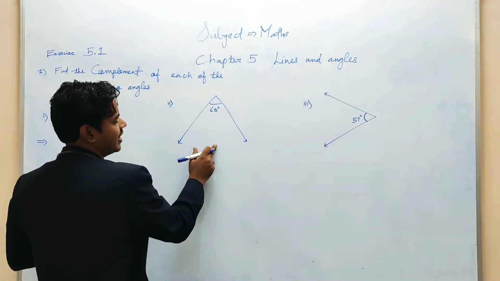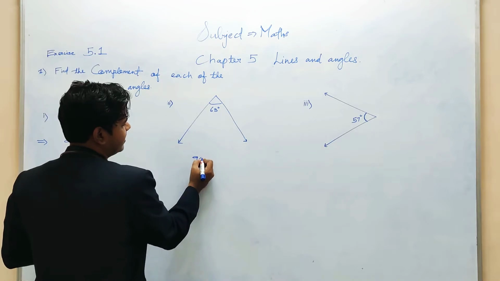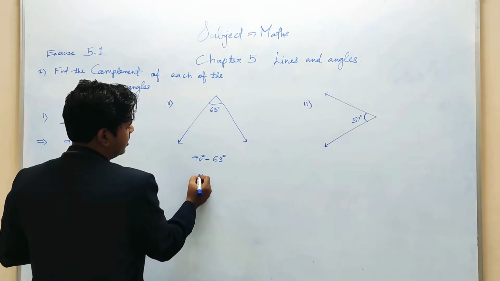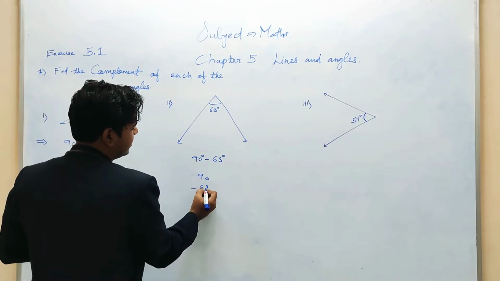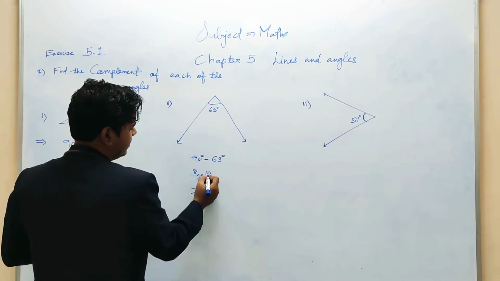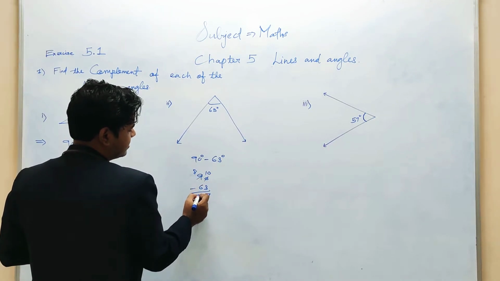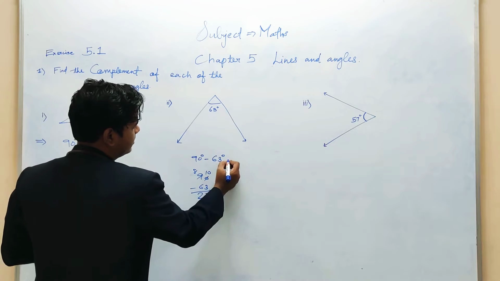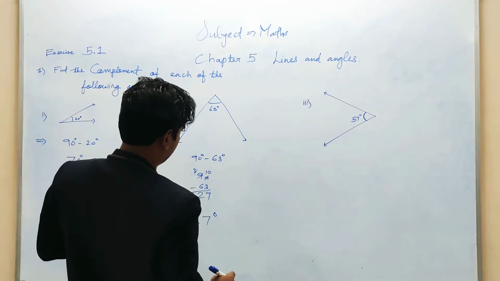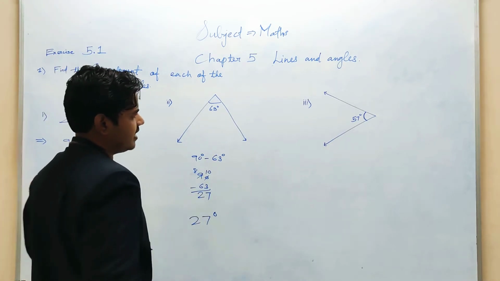Next is 63 degrees. Again same we will do to find out the complement. We will subtract it from 90 degree. 90 degree minus 63 degree. So 90 minus 63 is what? This will become 8, this will become 10, 10 minus 3 that is 7, 8 minus 6 that is 2. So 27 degree is the complement of this 63 degree.